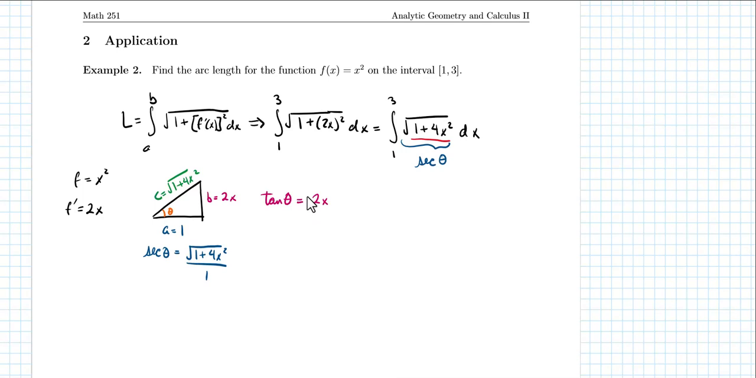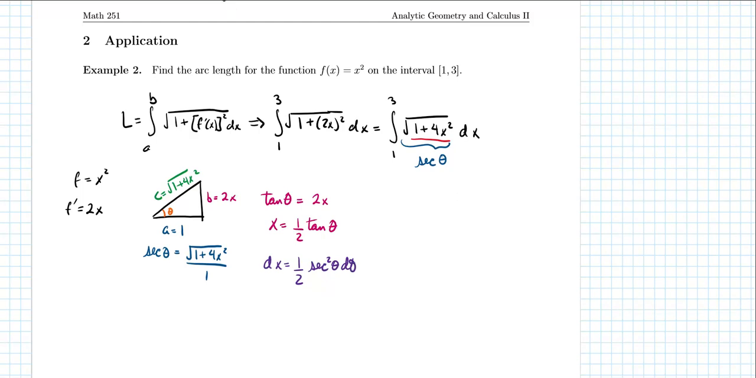Okay, not too bad, which means that we can easily get our x. x is equal to 1/2 times the tangent of theta. Now getting the dx, we're going to get dx is equal to 1/2 times the secant squared of theta d theta. Alrighty, so let's go ahead and put everything together.